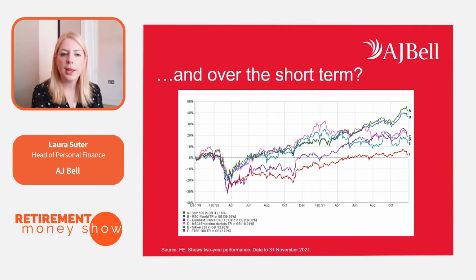What we've got here is that emerging market index, which was top of the charts in the previous one, has fallen to middle of the pack over the past 2 years, and it's returned about 19% during that time. The S&P 500 is the big winner over this time, and that's returned 42%. And the FTSE 100 is dwindling at the bottom there with almost a 3% return during that time.